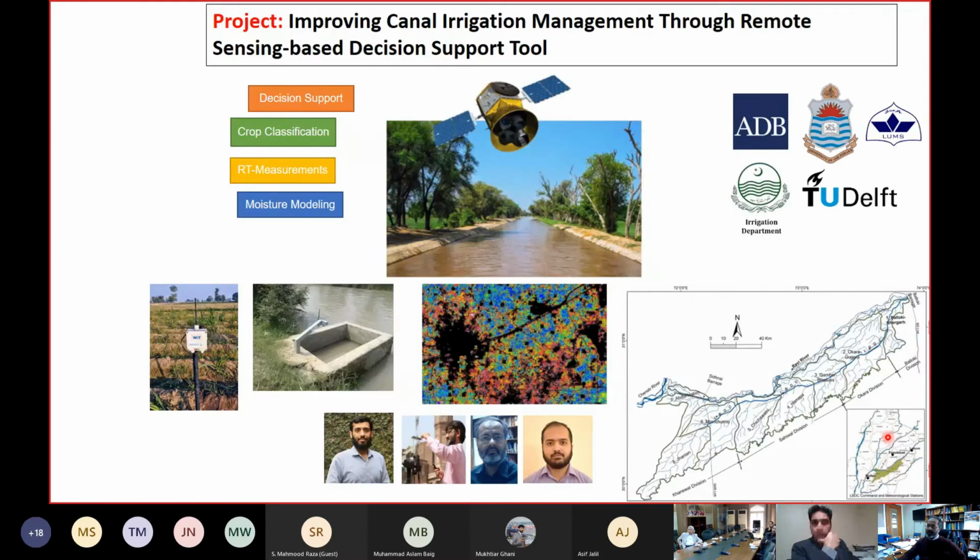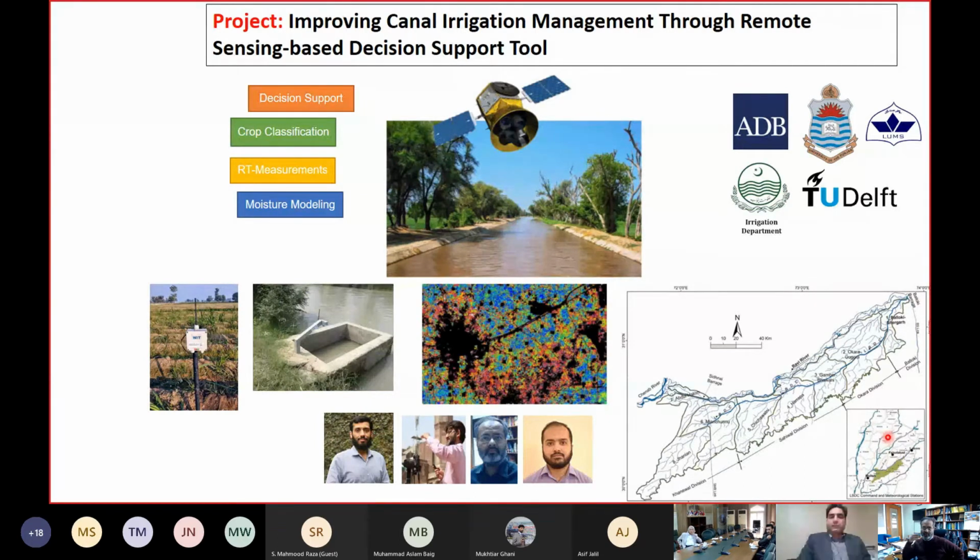All right. Another project, once again, to give you an idea of the kind of technology-driven work that we do, is one which we are currently engaged in. This is an ADB-funded project for the Punjab Irrigation Department, where we are looking at ways to improve canal irrigation management through remote sensing-based decision support. So we are basically developing a decision support tool.